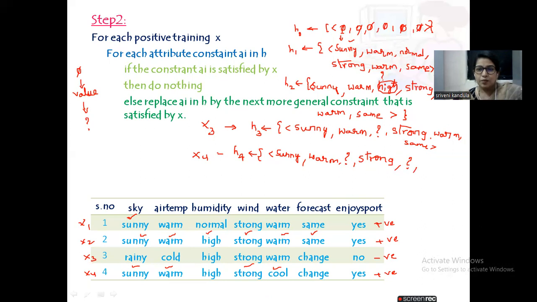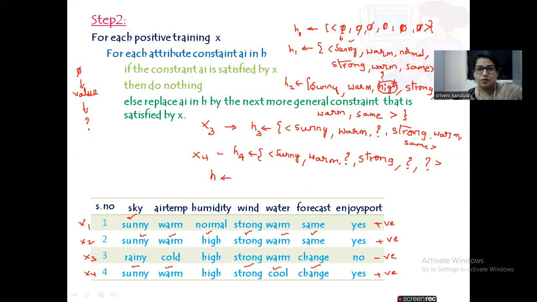Then in the hypothesis, the sixth attribute value is same. Here I have change. So now this is a positive one. So my hypothesis should also give me a positive result. So I should replace it with more general. So replace it with a question mark. Okay. So this is the final result because we completed with all the examples. So this is the final hypothesis that we have obtained.